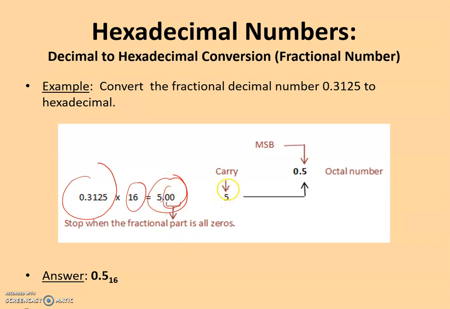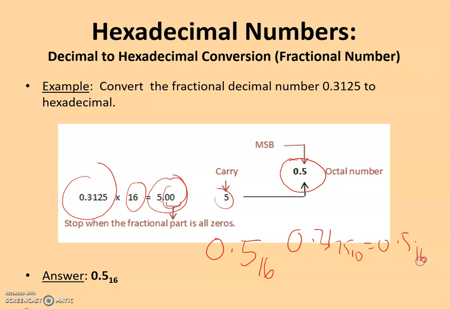So now 5. You carry the 5, then the 5. Then this is your most significant digit, okay? So you see the fractional parts are all zeros, okay? You see you have your 5 here. So 0.5, okay? Base 16, for the fractional numbers. So 0.3125 base 10 is actually 0.5 base 16.